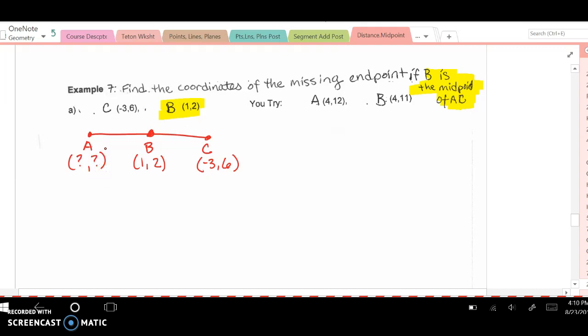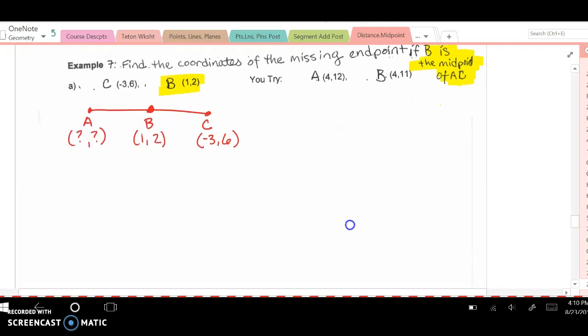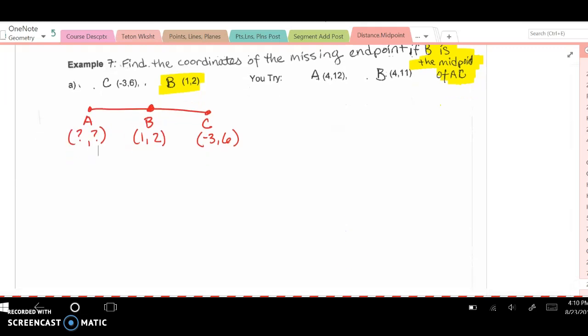I'm going to show you the fast and easy way to do this, and then I'm going to show you the theory behind it. So let's start with fast and easy. If I want to find these, what I can do is stack them up. C, then B, then A.